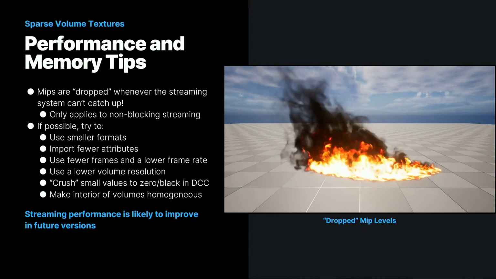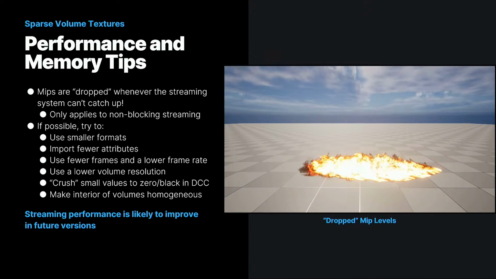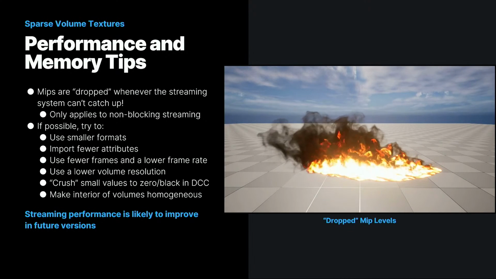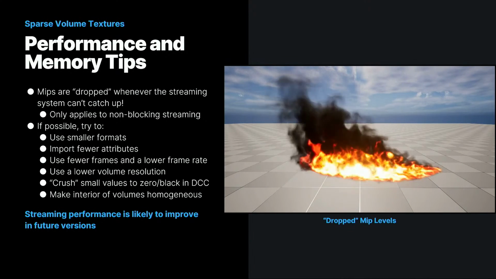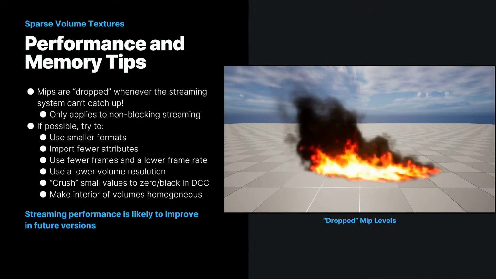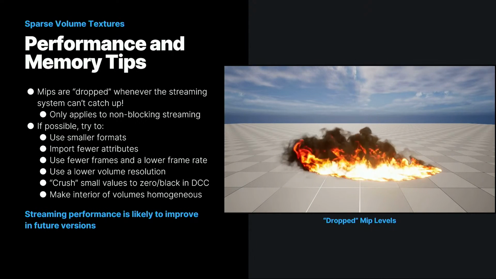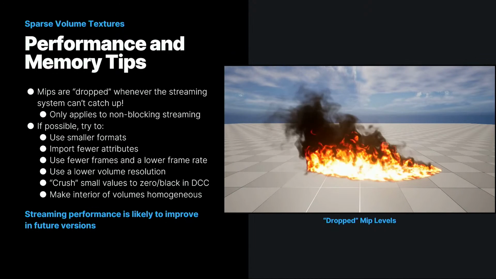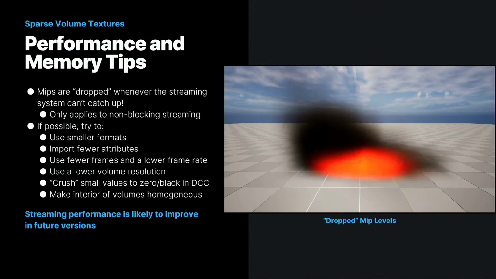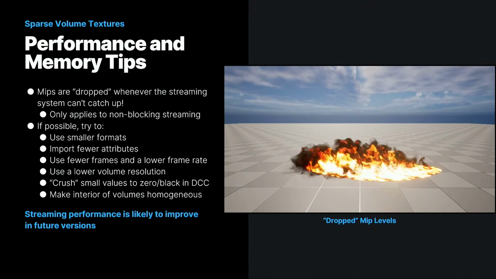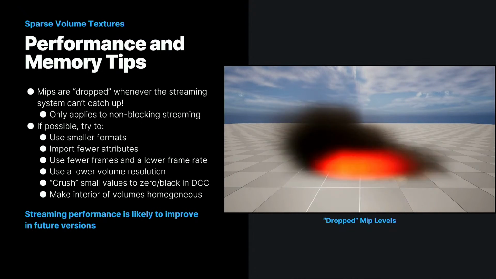Another neat trick is to crush small values to 0 in your DCC tool of choice. We've noticed that there are often very small but still non-zero density values in volumetric assets. Although these small densities contribute pretty much nothing to the final look, they still take up memory. In a way, the threshold below which you crush the values can be used as a scalability setting.